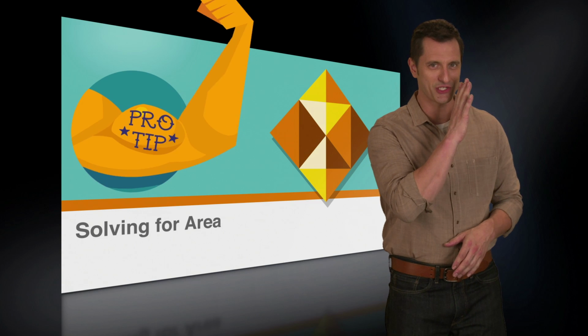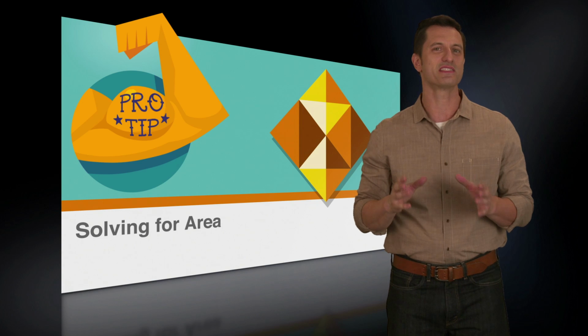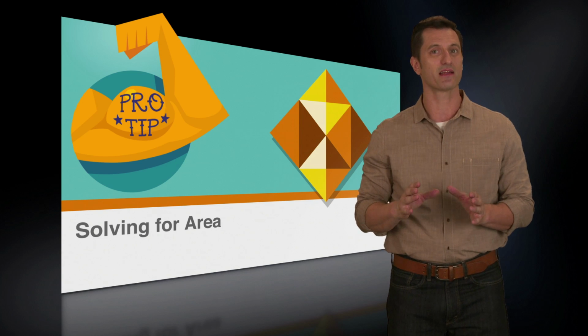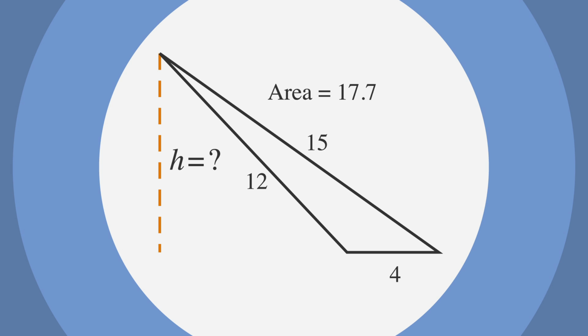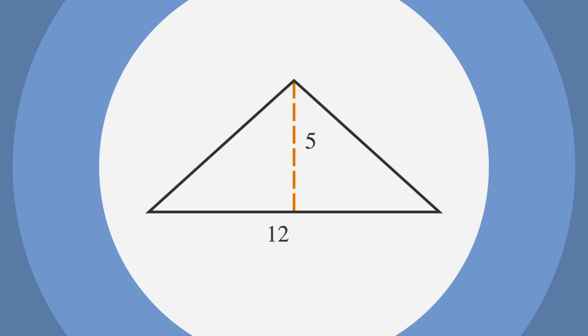Pro tip coming at you. Notice that while this definition usually means that the height is within the triangle, sometimes it isn't. For example, you may find the height featured beside the triangle, like in this figure. Here's an example of a triangle with a height of 5 and a base of 12. Notice again that the height forms a right angle with the base and isn't necessarily one of the sides.